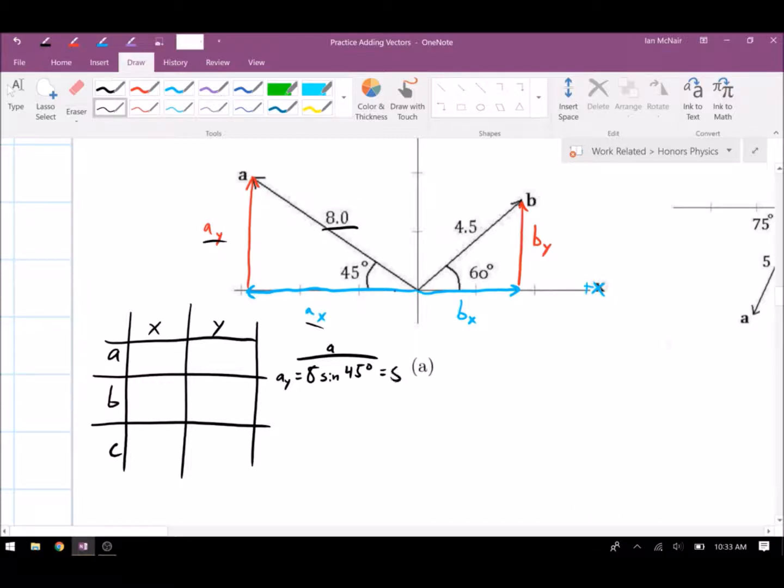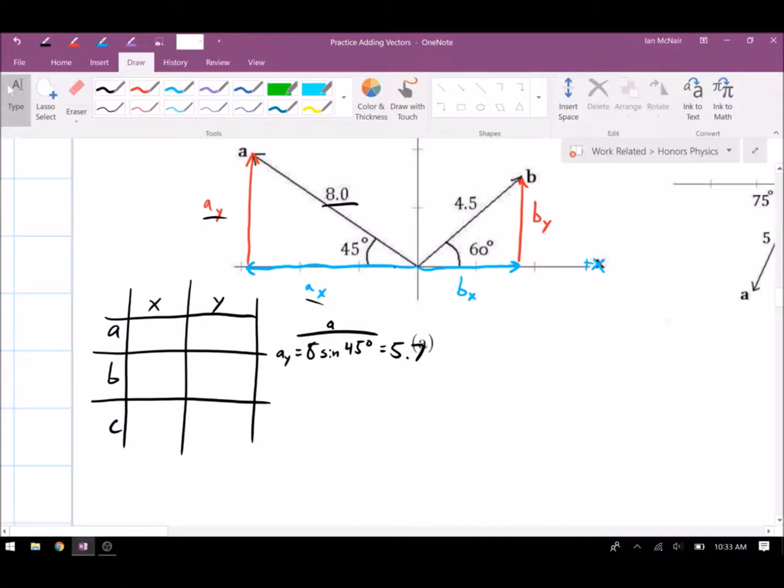You get 5.65, so we'll just say 5.7. That's fine. We don't have any units for this one because we're doing a mathematical version of this. For AX, we do the same thing, but with cosine. And luckily for us, cosine of 45 and sine of 45 are the same. So we get 5.7 and 5.7.